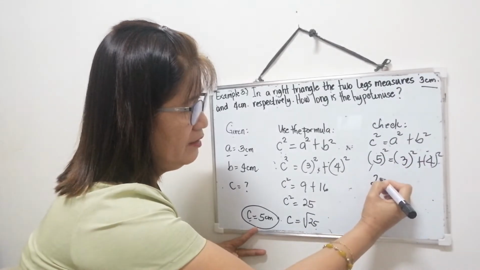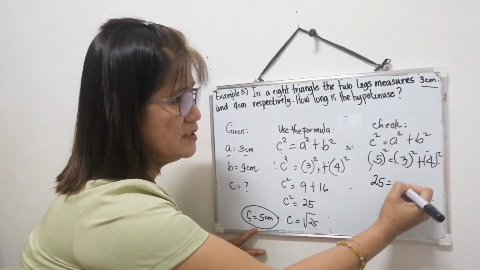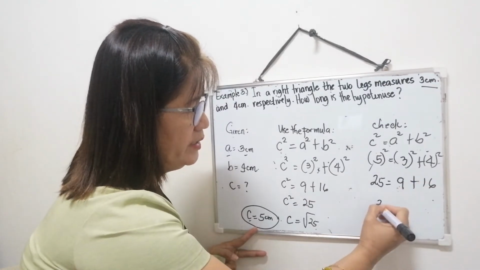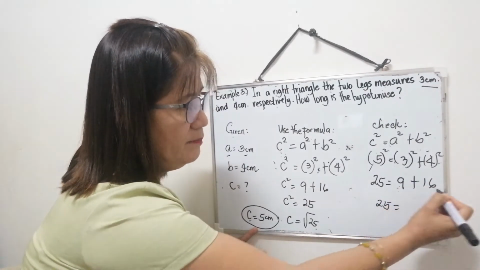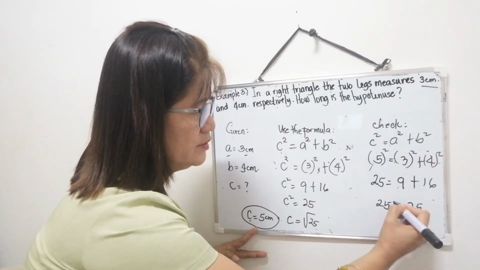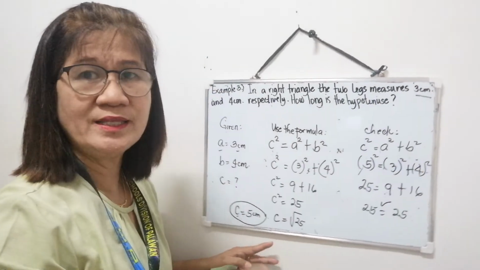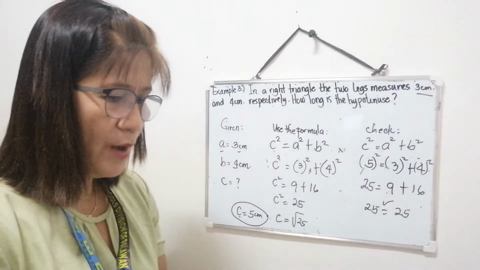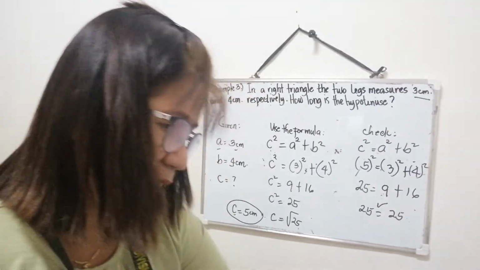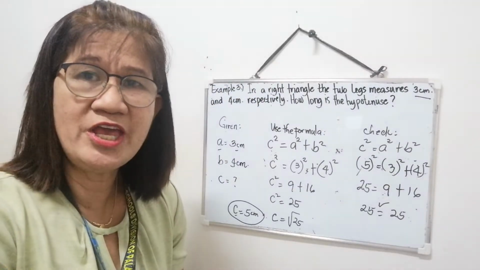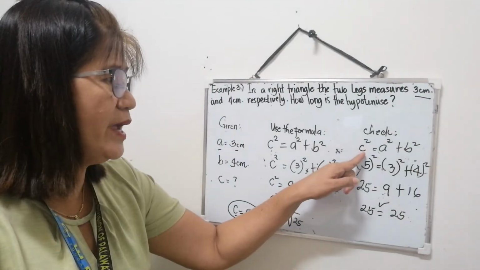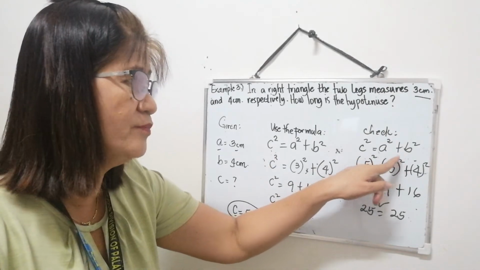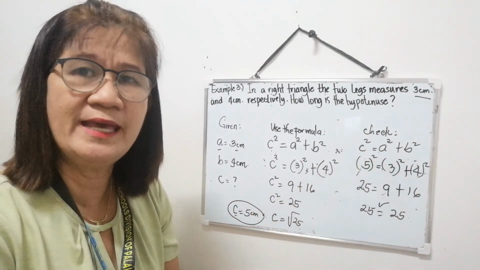It will be 25. 3 times 3 is 9. 4 times 4, 16. You bring down 25. 9 plus 16 is also 25. So, they are equal. So, what is our Pythagorean theorem? Our Pythagorean theorem states that in a right triangle, the square of hypotenuse is equal to the sum of the square of the two legs.